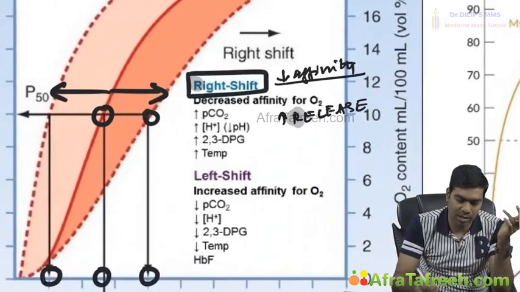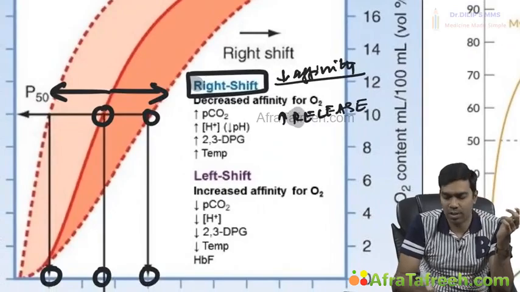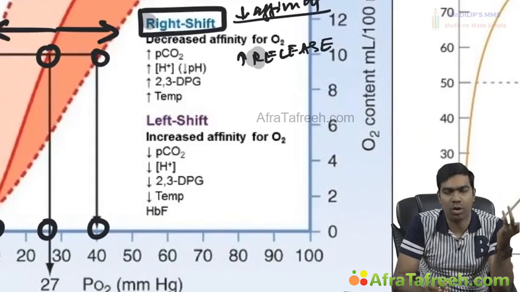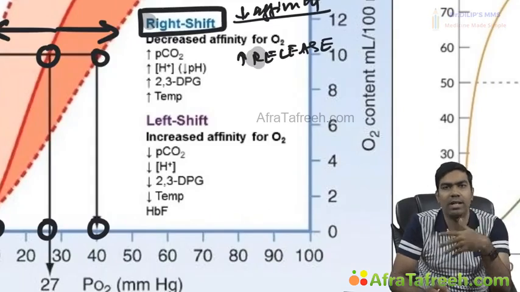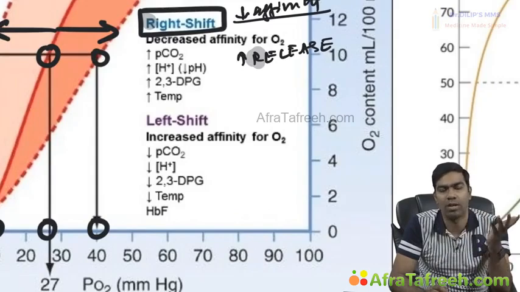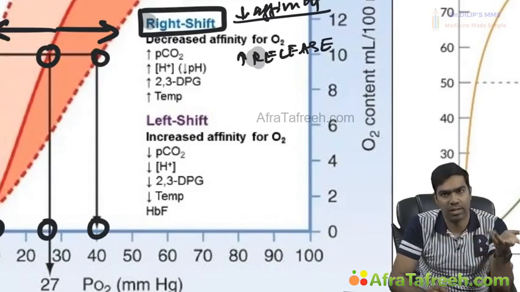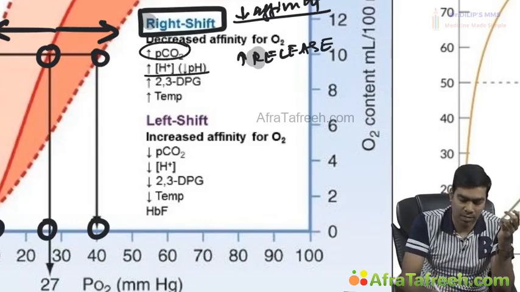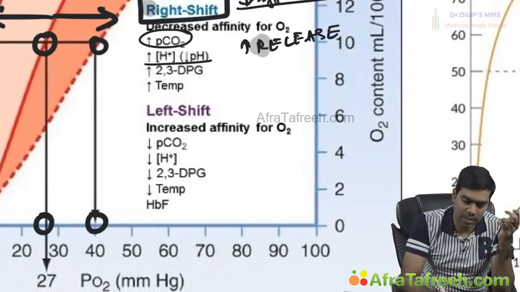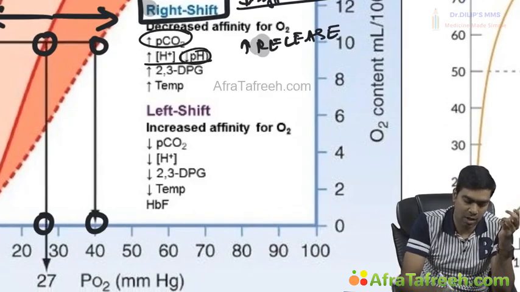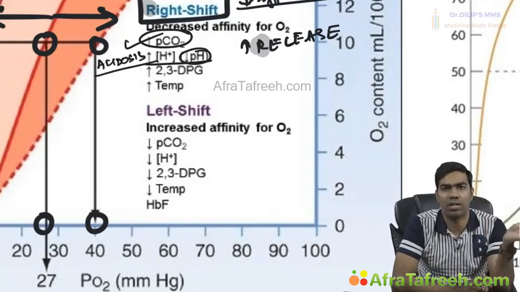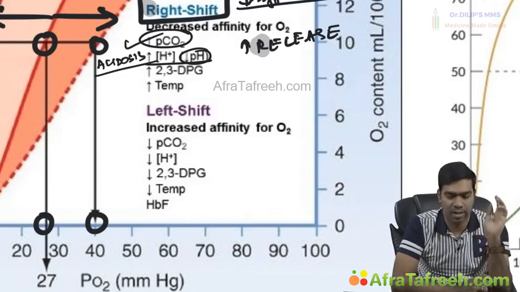Again, it is given in the diagram. You have increased PCO2. I told you by Bohr's principle, you have something called the Bohr effect, isn't it? By Bohr effect, increasing CO2 and H plus is going to reduce the oxygen affinity. Increased H plus means pH is decreasing, or simply I can write it as acidosis. Acidosis and increased carbon dioxide are going to shift the oxygen hemoglobin dissociation curve towards the right.